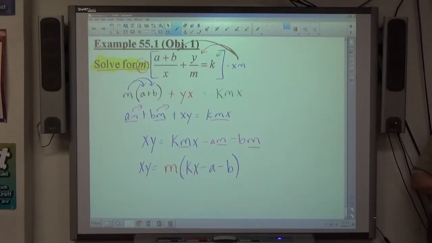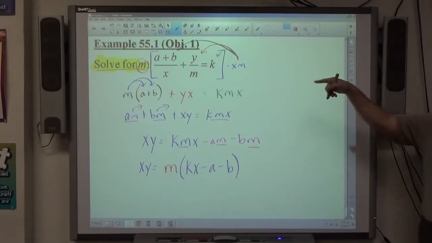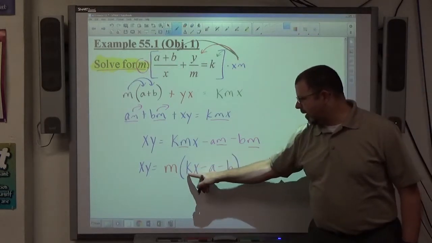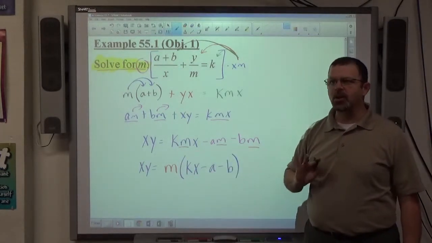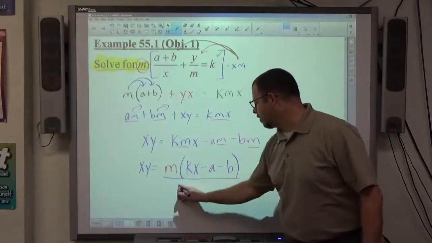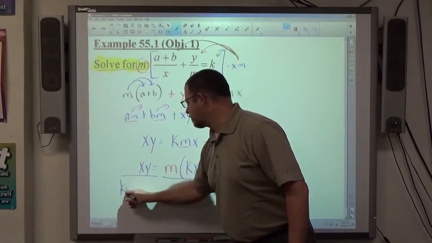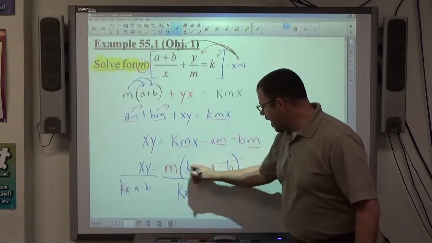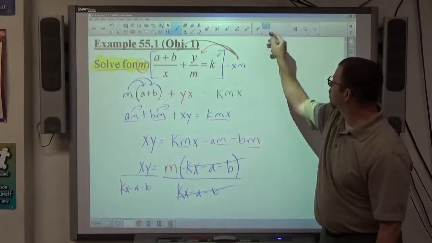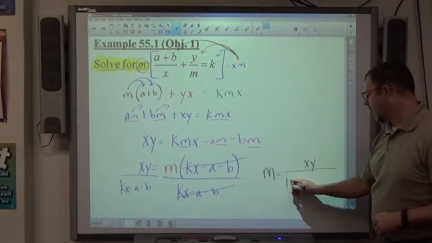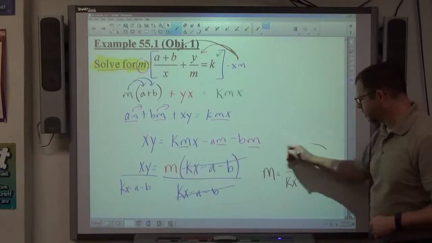And the last step is the step that a lot of you are getting to in these problems that we've seen before with the easier ones. Now that we've got the binomials, it's a bit more difficult. But here's what anybody who's getting it wrong at this point is doing. They're dividing not just by kx minus a minus b, but also by m. Okay, don't divide by m. Just divide by the stuff that isn't m. So kx minus a minus b is what we're dividing by. That cancels that. The answer is m equals that expression, xy on top, kx minus a minus b on the bottom.